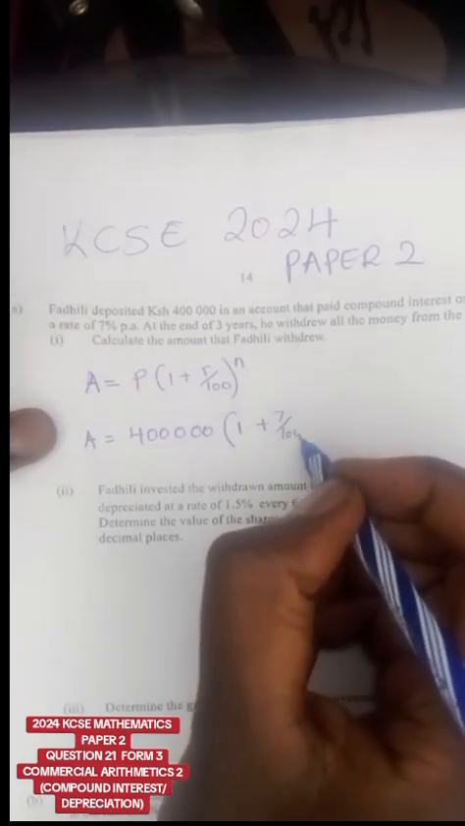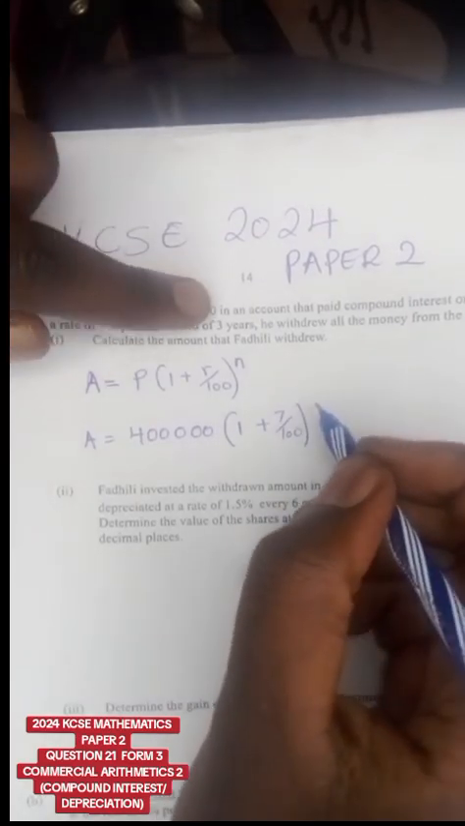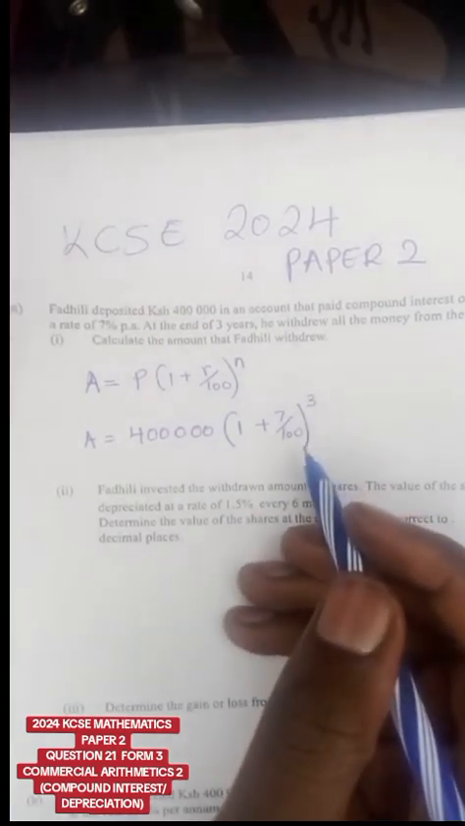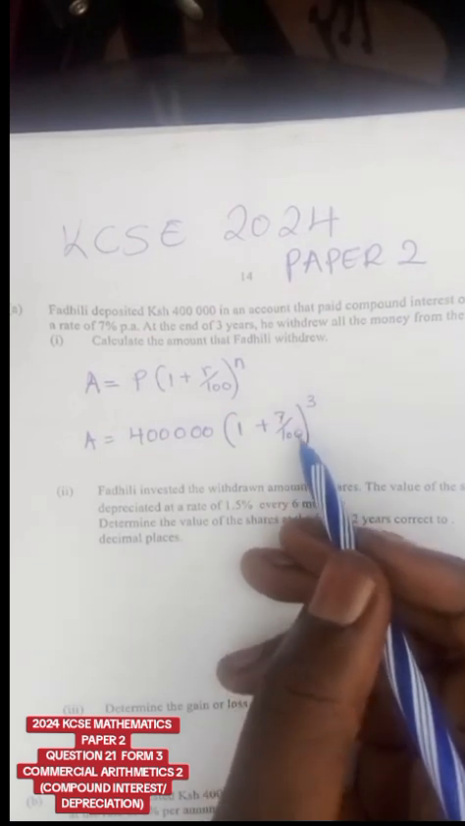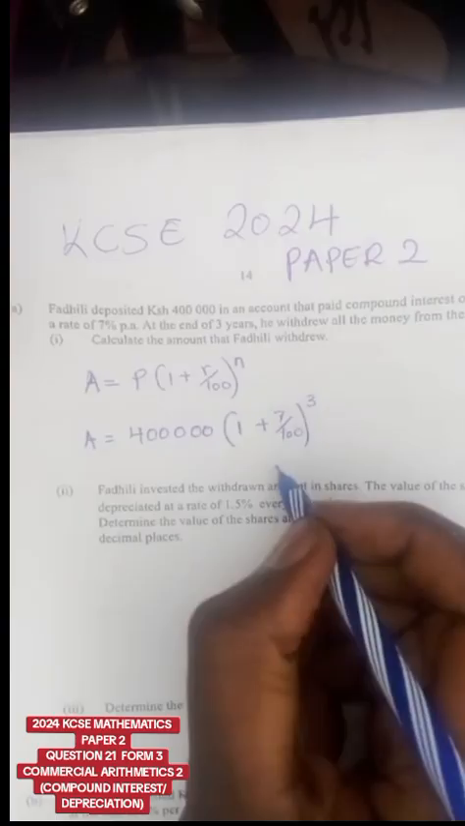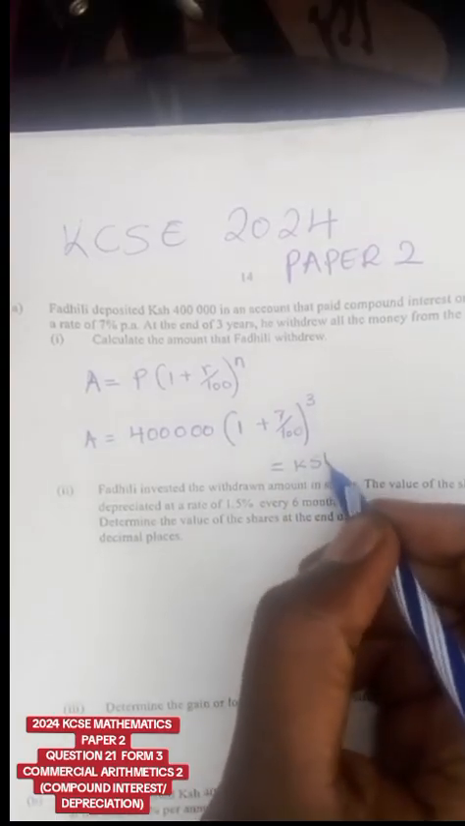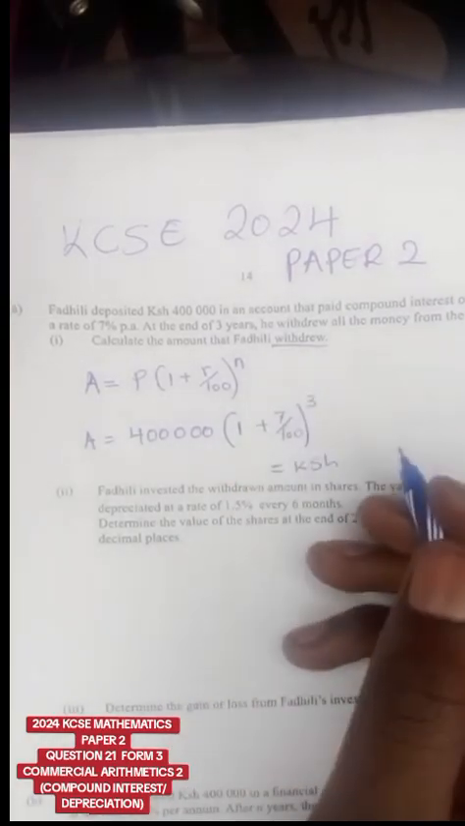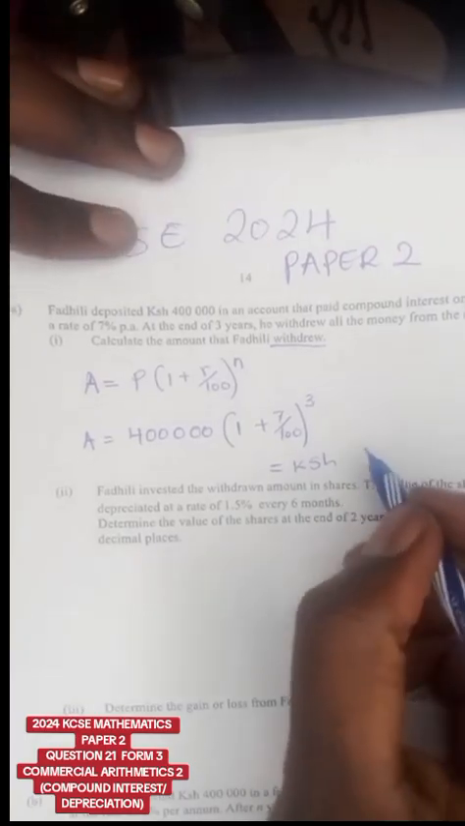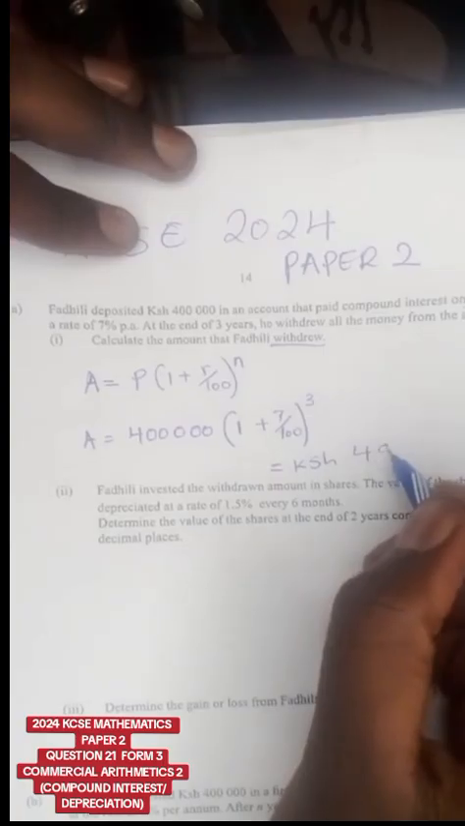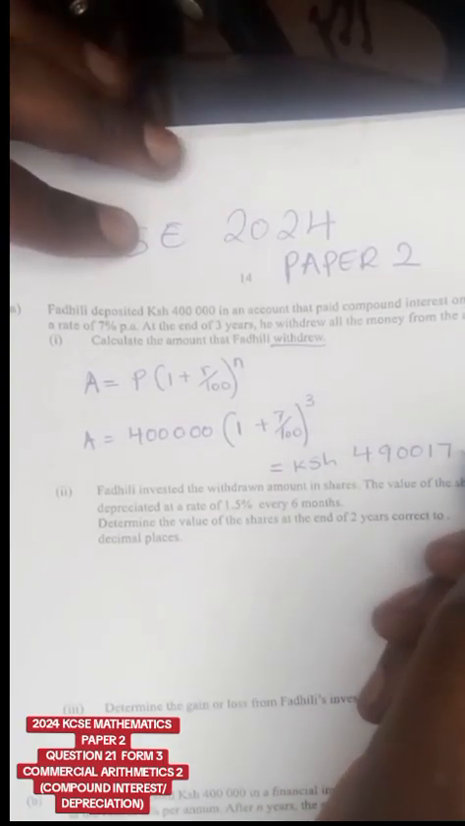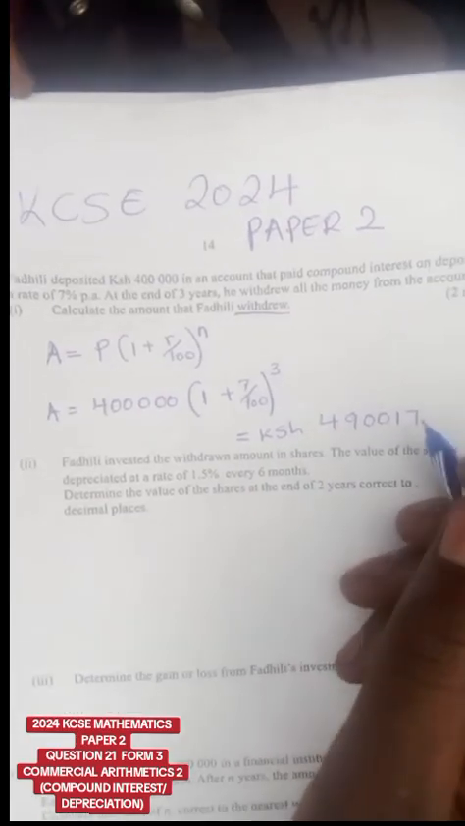So to place this on a calculator, first of all, you start with 7 over 100 plus 1, then you power 3, then you multiply. The amount withdrawn is the key thing here. It should be a whole number. You cannot withdraw cents. Therefore, if you place it in the calculator, we are going to have 490,017.20, but we are going to ignore the point side because it is the amount withdrawn, so it should be a whole number. And that is the answer.